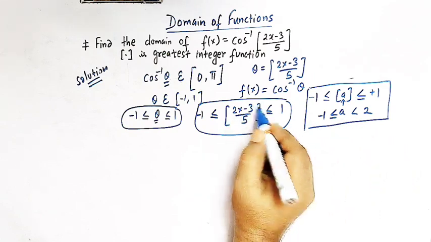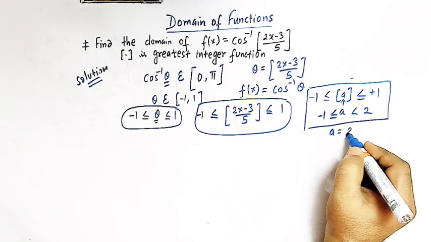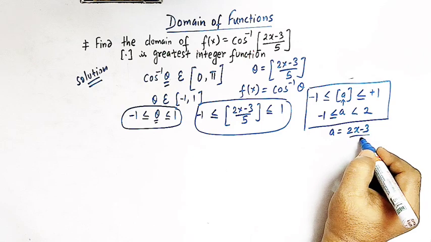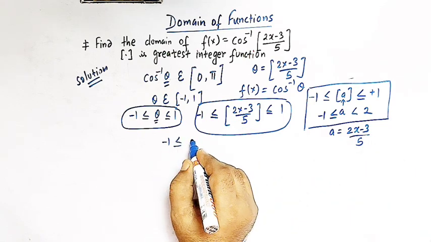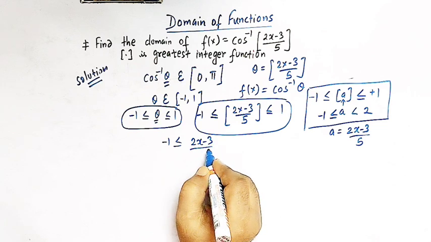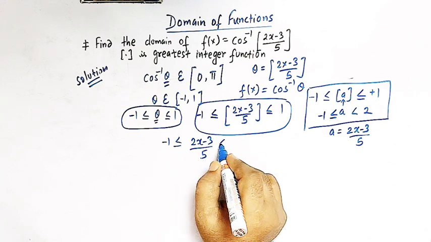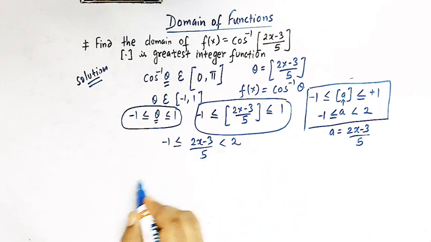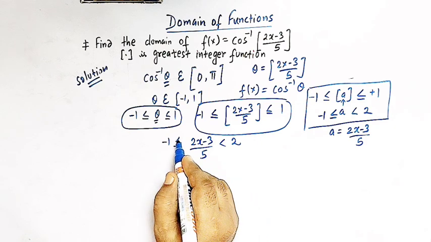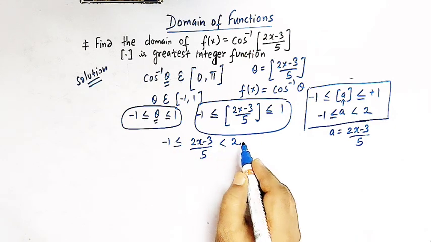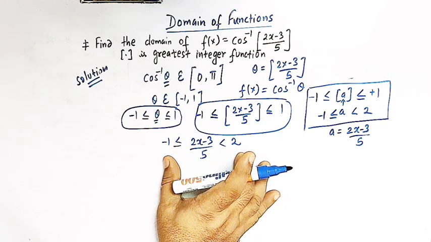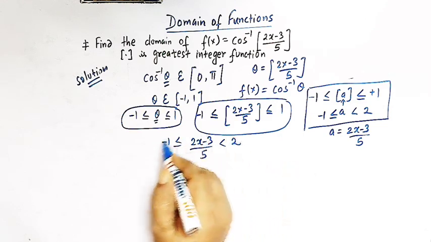So here our a may be taken as (2x minus 3) over 5. So here we have minus 1, and here we have (2x minus 3) over 5, and this is less than 2. So (2x minus 3) over 5 should be greater than or equal to minus 1 but less than 2. So now we have a simple inequality and we can easily solve it.